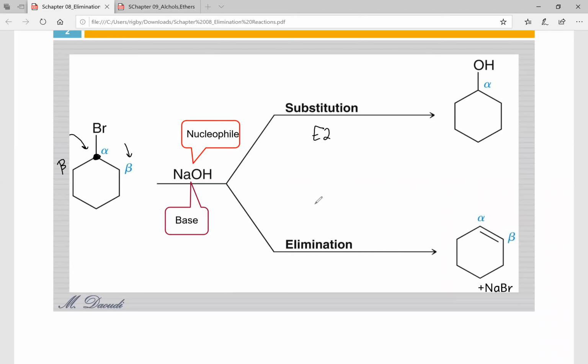In E1, on the other hand, similar to SN1, it is two steps, and we create a carbocation. The carbon that contains the positive charge, after any rearrangements that need to occur, will be our alpha carbon, and any carbons next to that will be our beta carbons. I'll show you that in a little bit. But generally, that's the idea behind elimination.